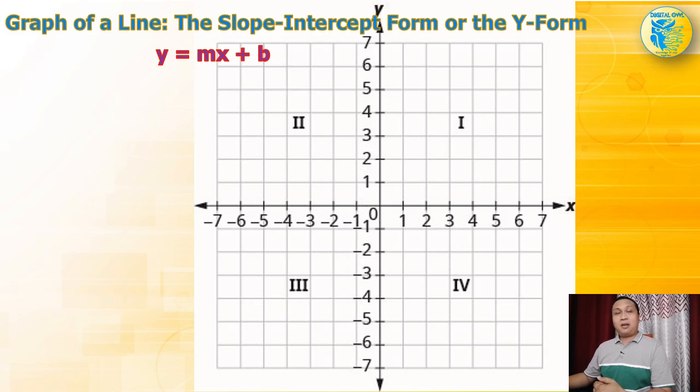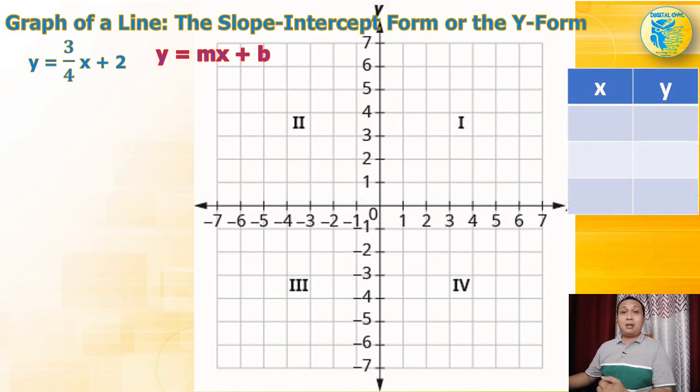Now, let's have our first example, like this one. This is an example of a linear equation in two variables already in the slope-intercept form. As you can see here, the y is alone on the left side of the equation. So, this is the y form. For us to be able to graph this, we need to determine ordered pairs that are included in the equation. So, the first step is to set a table of values.